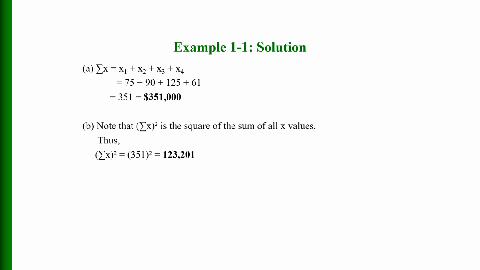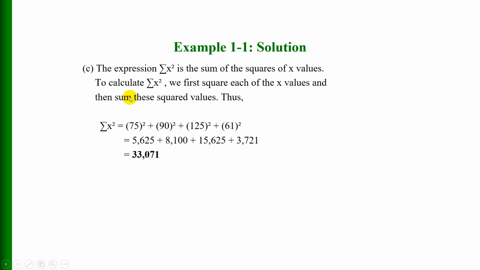The second question was summation x whole square. That is the square of the sum of all x values. So we will square this. Summation x whole square is equal to 351 square, and that is equal to 123,201. So summation x is equal to 351, and summation x whole square is equal to 123,201.